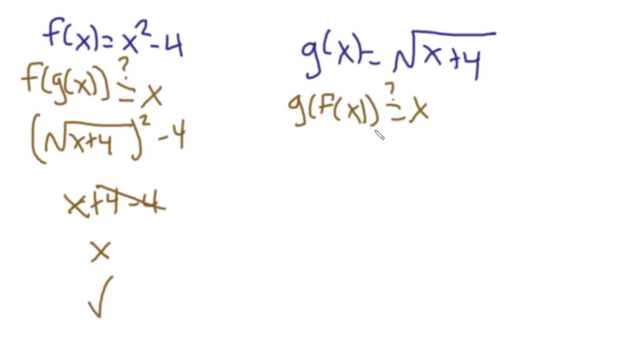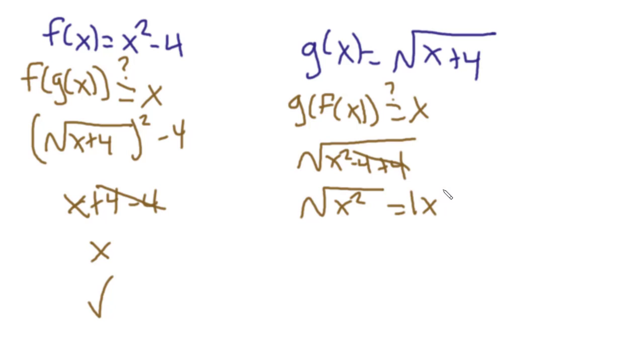Okay, let's look at this one. And you have to look at both, because there's no guarantee that this one works. So let's look at that. So we plug in x squared minus 4. The 4's will cancel, so I'm left with the square root of x squared. Now, the square root of x squared is not x. As you may recall from a couple minutes ago, this is actually absolute value of x.